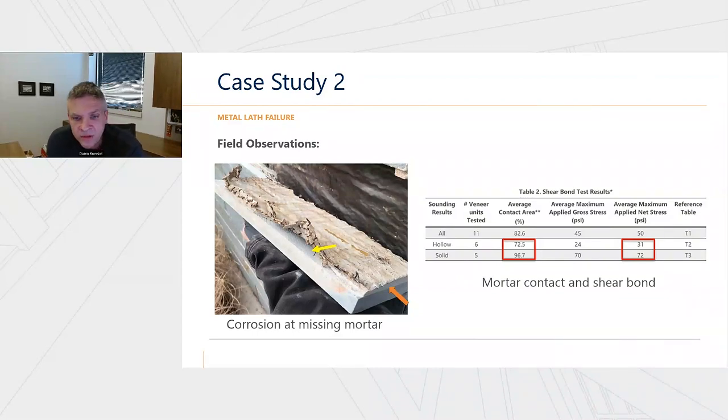We also did some inspection openings and testing at hollow versus solid areas on the facade, and we found a good correlation between the amount of contact area and whether or not it was hollow or solid, as well as we did some testing and the applied stress was greater at the solid sounding.